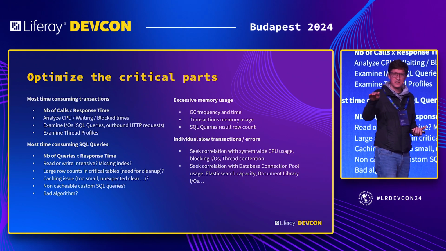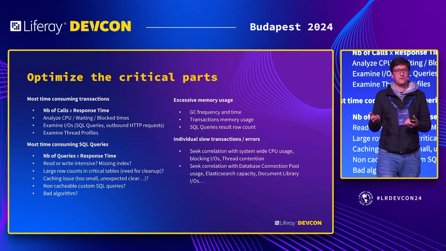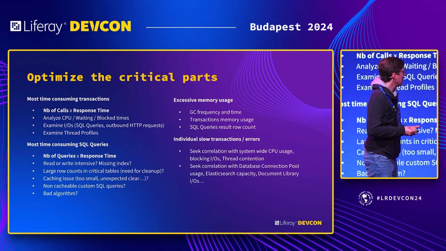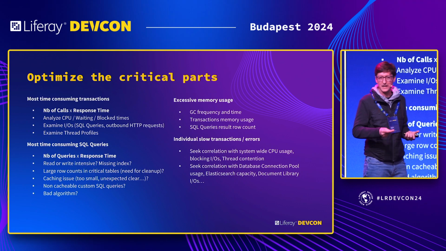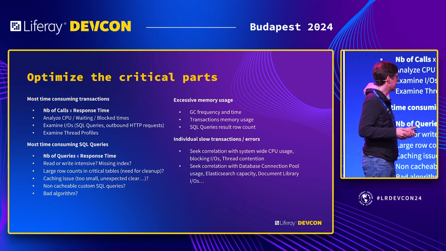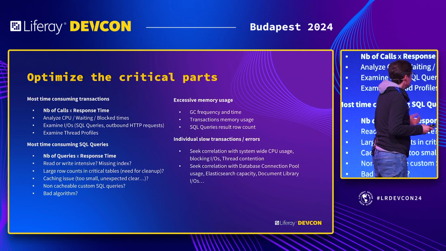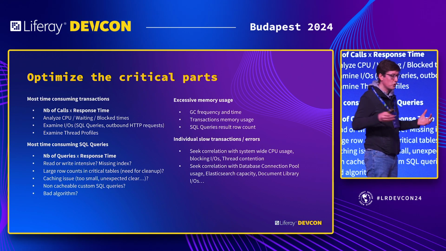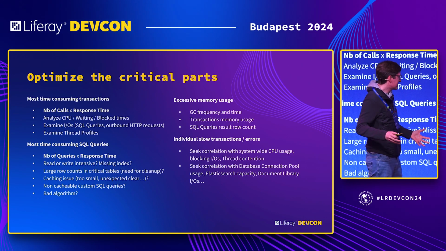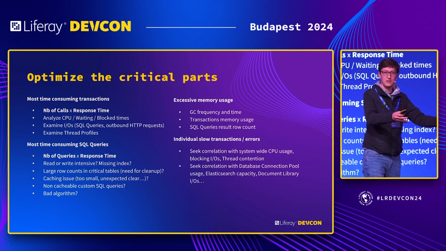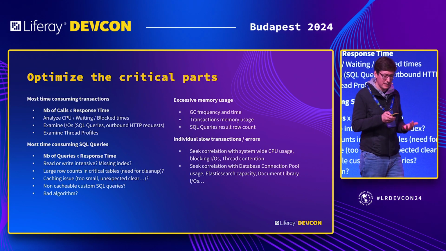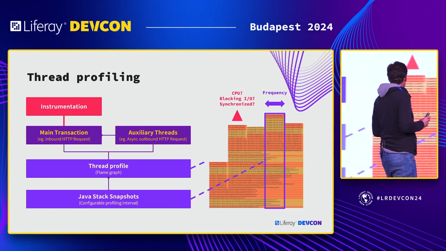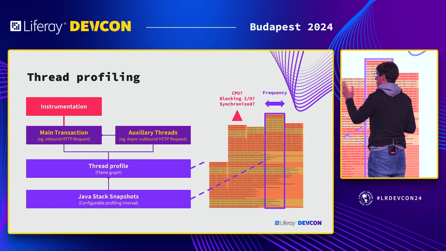The CPU usage remains low, but you're spending a lot of time in the threads. Blocking could be a synchronized code block, could be concurrent class loading, things like that. And also, seek if you have the database connection pool, which is full, Elasticsearch capacity, how much traffic it can handle, etc.